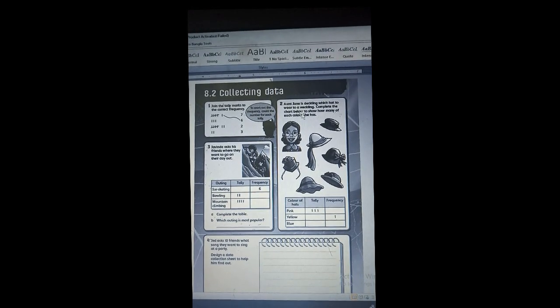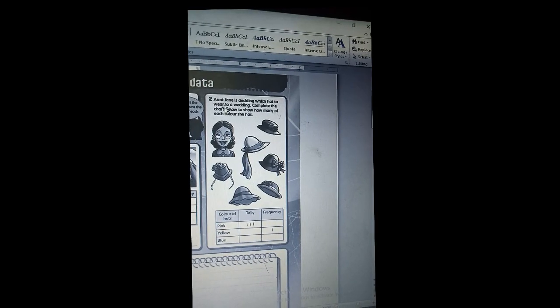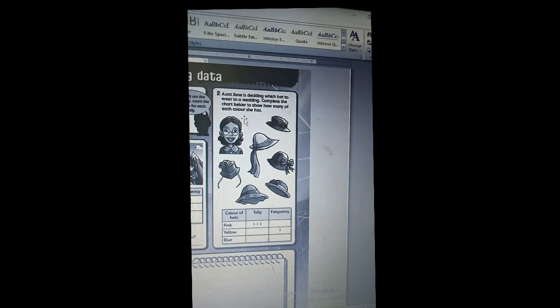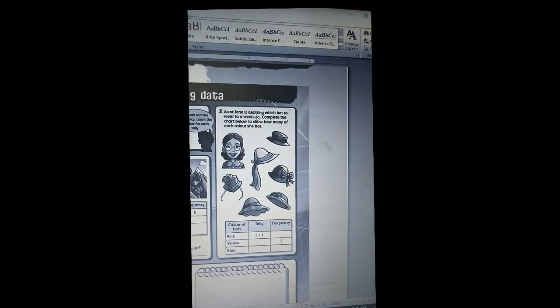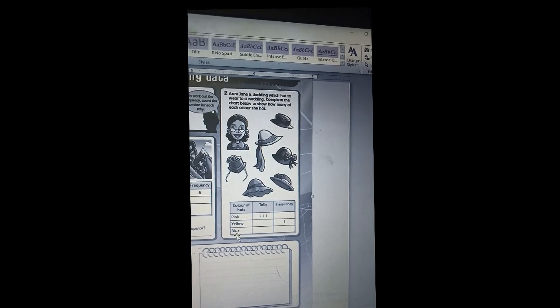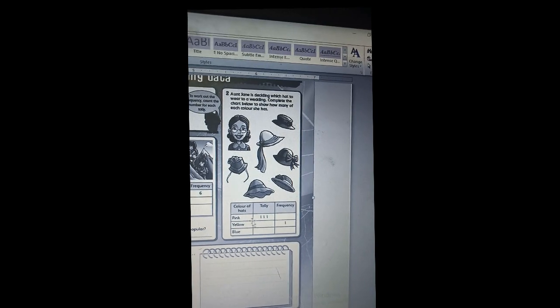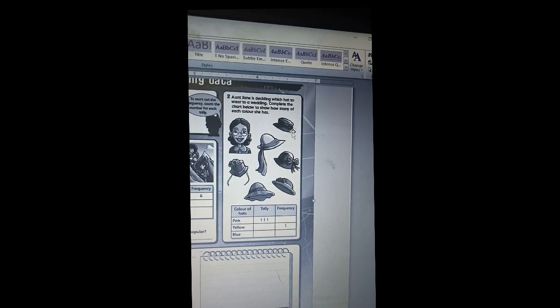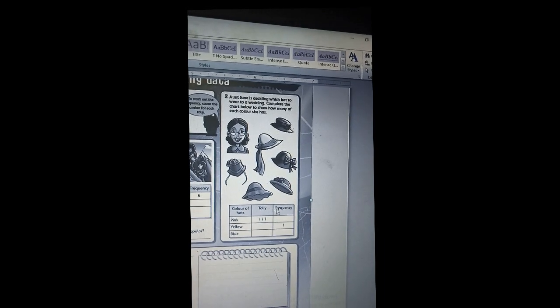Now look at here number 2. The heading of number 2 is Aunt Jane is deciding which hat to wear to a wedding. Complete the chart below to show how many of each color she has. Now look at here. Here is a chart. Pink, yellow and blue. Now look at here. Here is pink 3. Here pink 3, 1, 2 and 3. Now we have to write here in the frequency column 3.